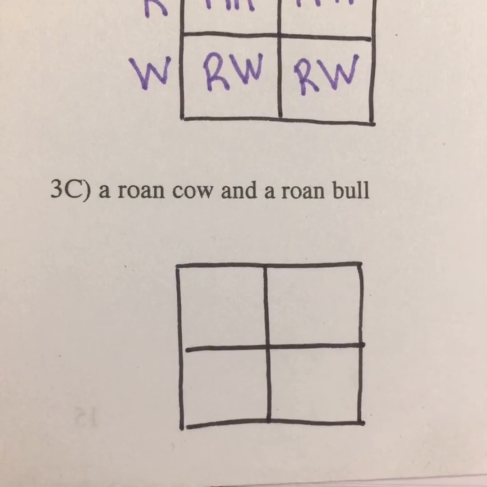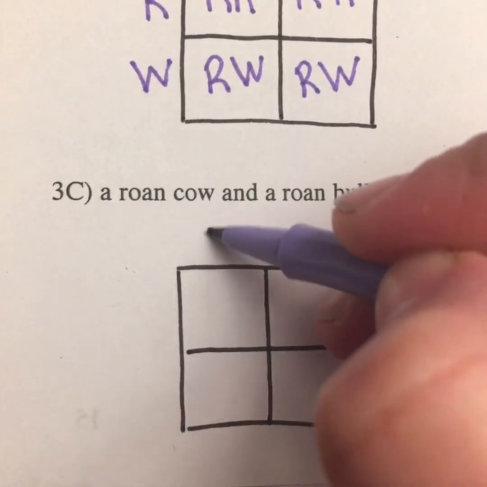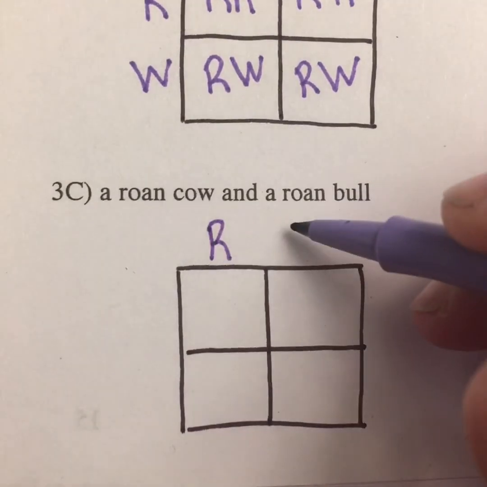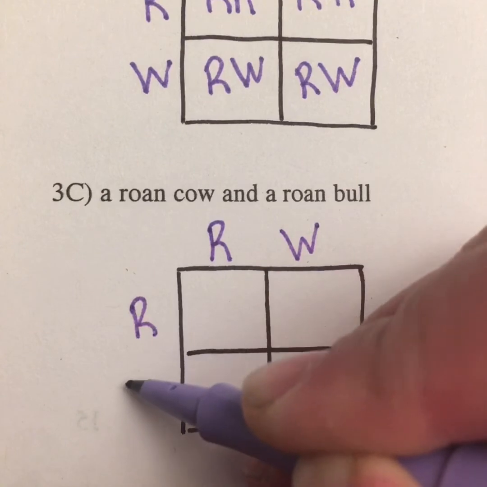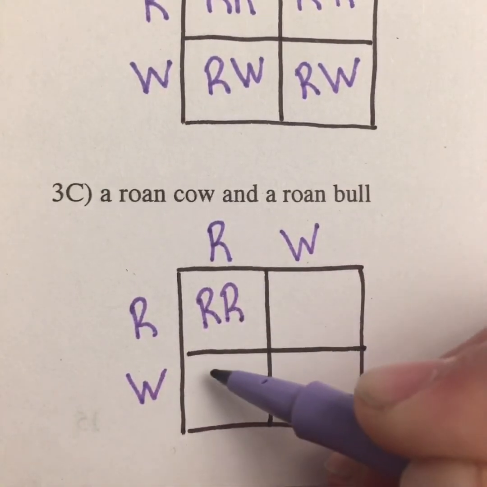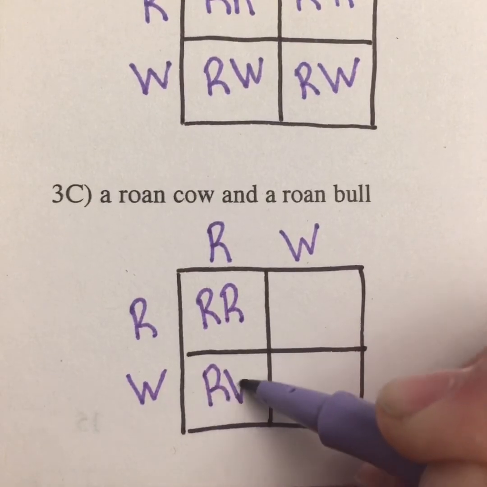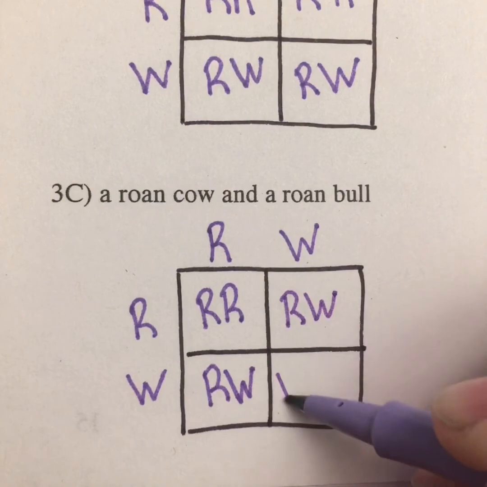Let's do one last example together. We're going to cross a roan cow and a roan bull. Remember that roan, the splotched red and brown, is RW and RW. So if we fill in our Punnett square, that will be RR. This will be RW. This will be RW. This will be WW.